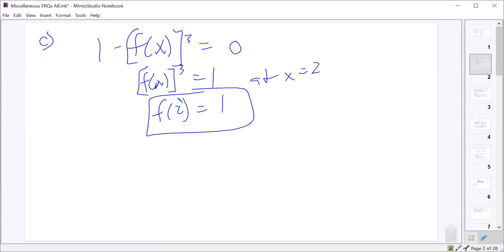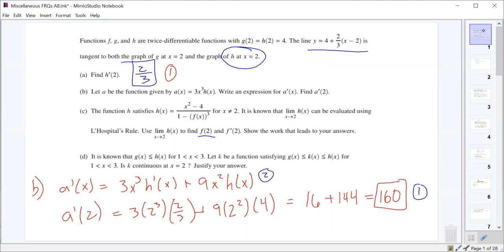Everybody good with that? So you didn't actually have to use L'Hopital's rule? Well, not to find f of 2. We're going to have to use it to find f prime of 2. Yeah, we just want to use this to find f prime of 2, right?